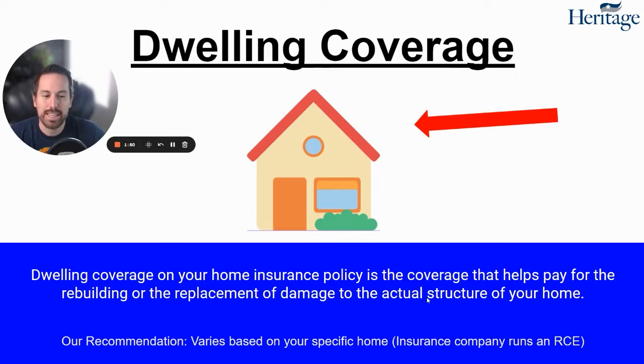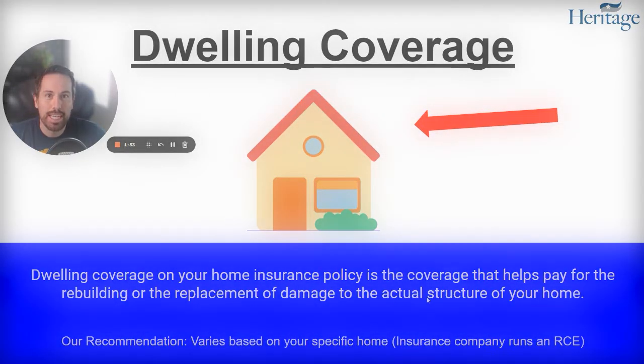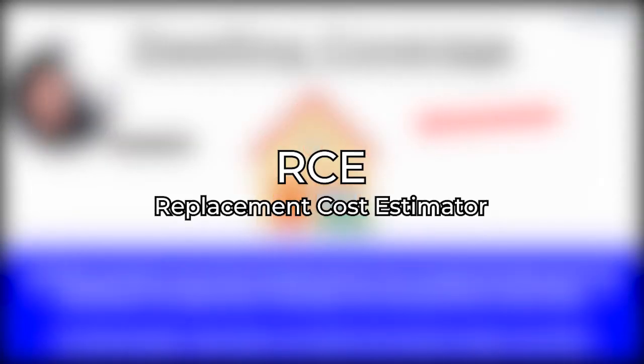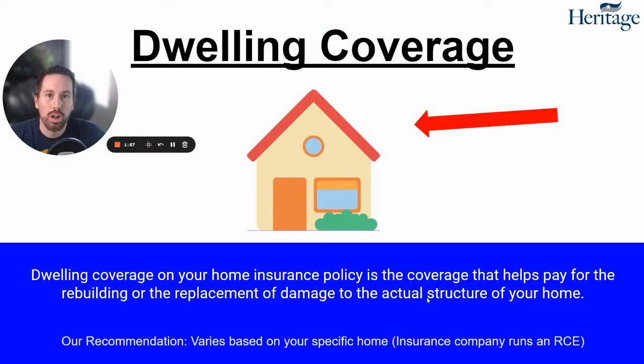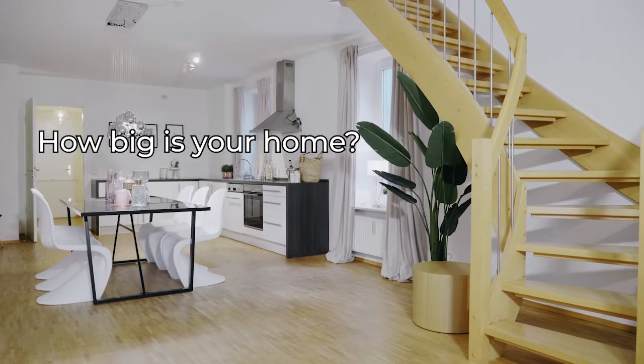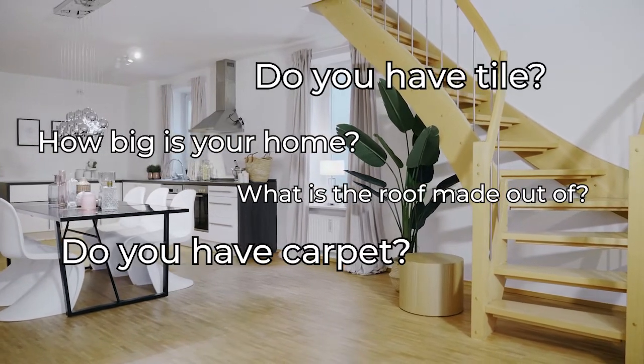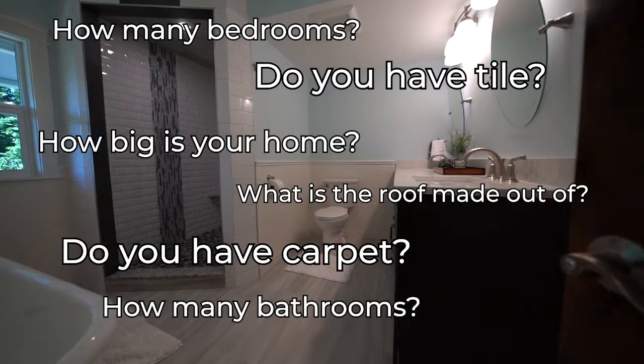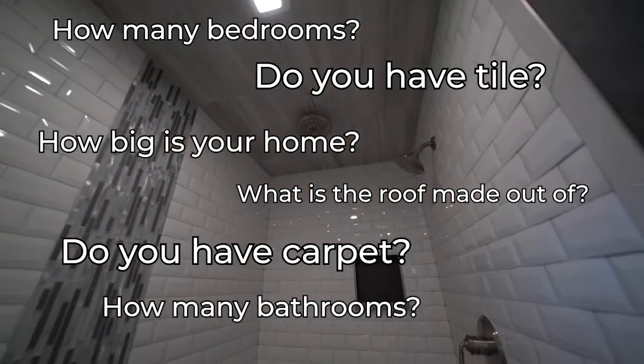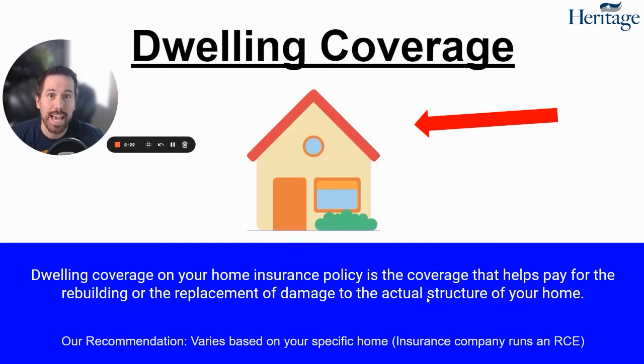So we calculate that by running an RCE, or a replacement cost estimator. So when you call in to an insurance company or to an insurance broker and you're getting a quote on your homeowner's insurance, they are going to ask you, or hopefully they're going to ask you, a number of questions in regards to your home. How big is it? What is the roof made out of? Do you have carpet? Do you have tile? How many bathrooms? How many bedrooms? They take all of that information and they put it into a replacement cost estimator.